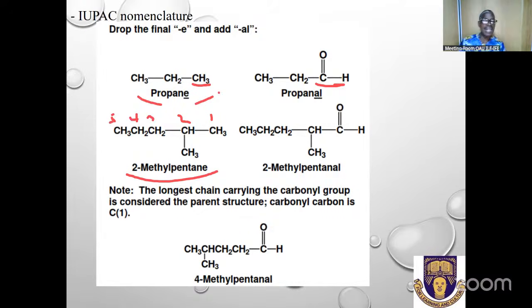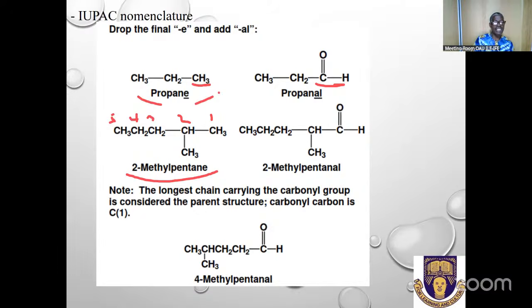2-methylpentane. And the corresponding aldehyde will be 2-methylpentanal, or 2-methylpentan-1-al. But when the functional group is on carbon 1, we don't normally write the number, but if you put it, there is no offense. So it can be 2-methylpentanal or 2-methylpentan-1-al. Now, what are the rules guiding this naming?